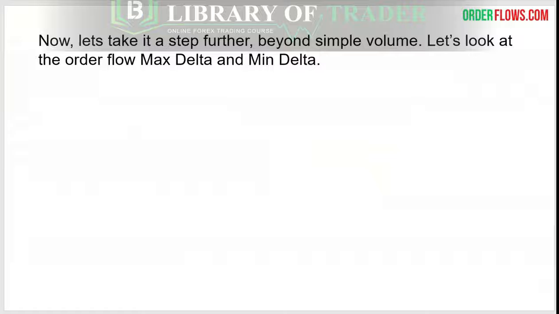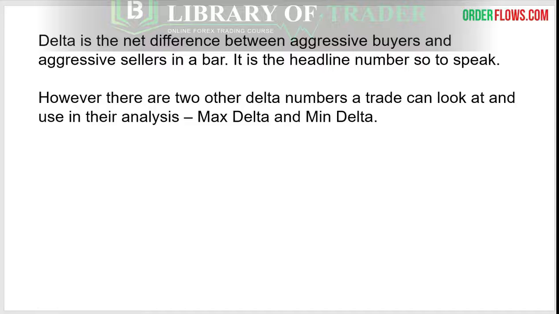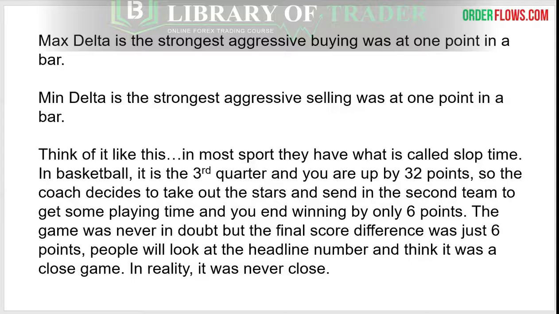Okay, so now let's take it a step further beyond the simple volume. Let's look at the order flow, max delta and min delta. I was telling you that max delta and min delta are very revealing into what the market is going to do. Delta is the net difference between aggressive buyers and aggressive sellers in a bar. It's the headline number, so to speak. However, there are two other delta numbers a trader can use in their analysis, the max delta and min delta. Max delta is the strongest aggressive buying at one point in a bar. Min delta is the strongest aggressive selling at one point in a bar.